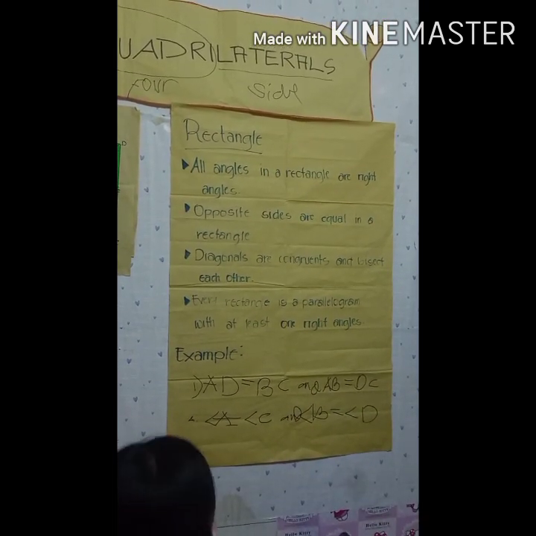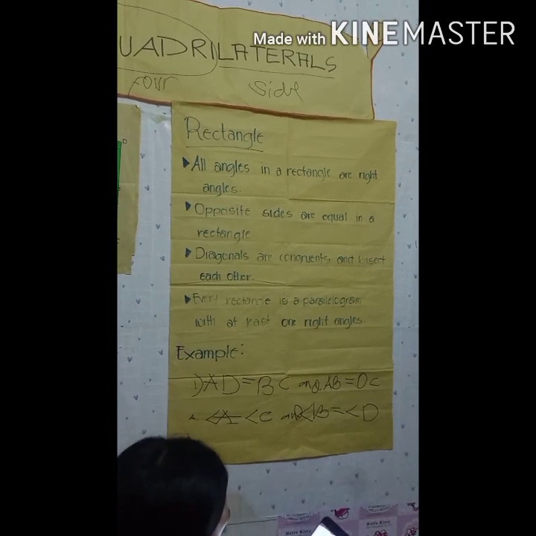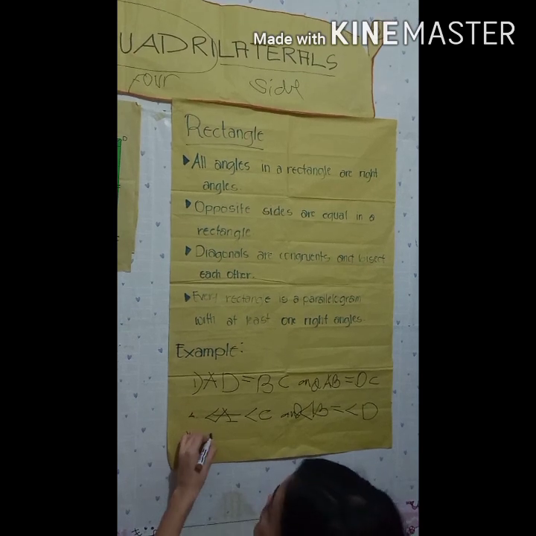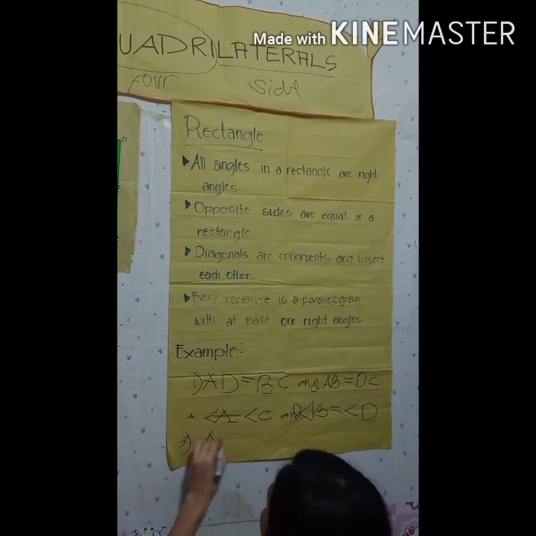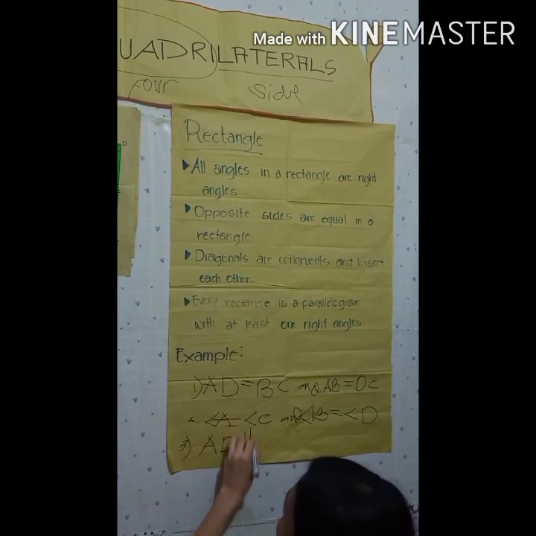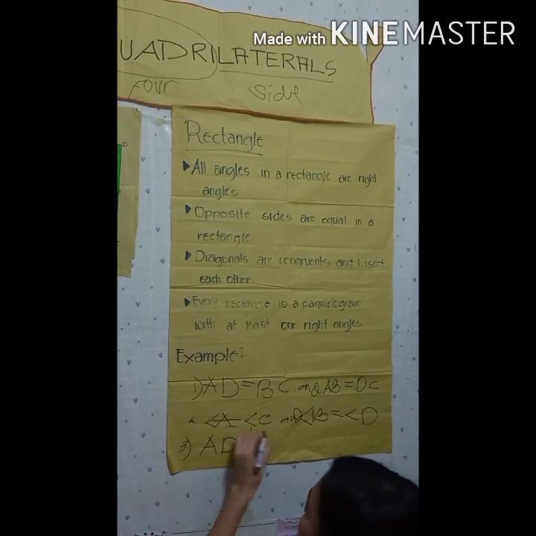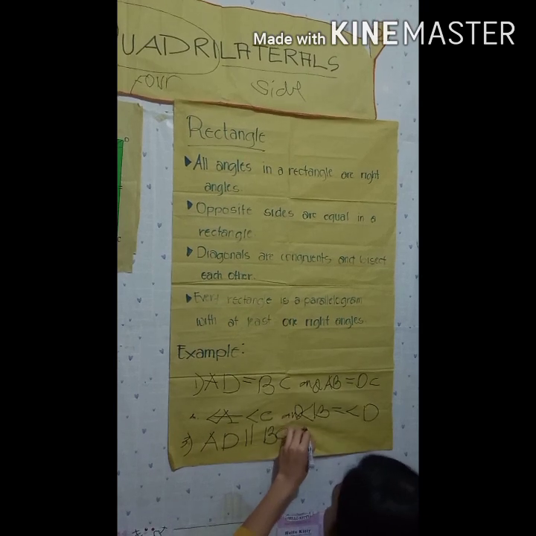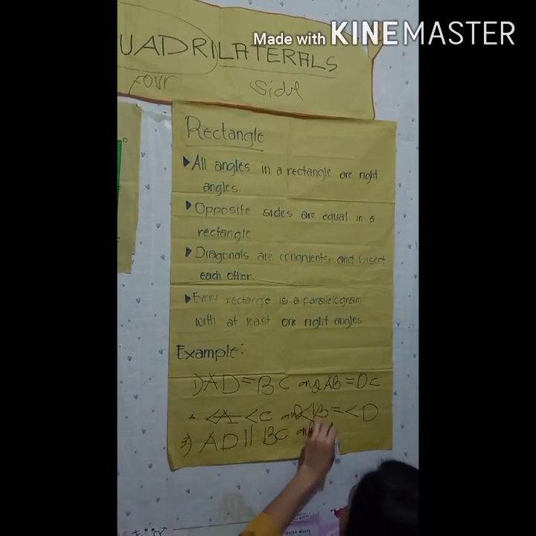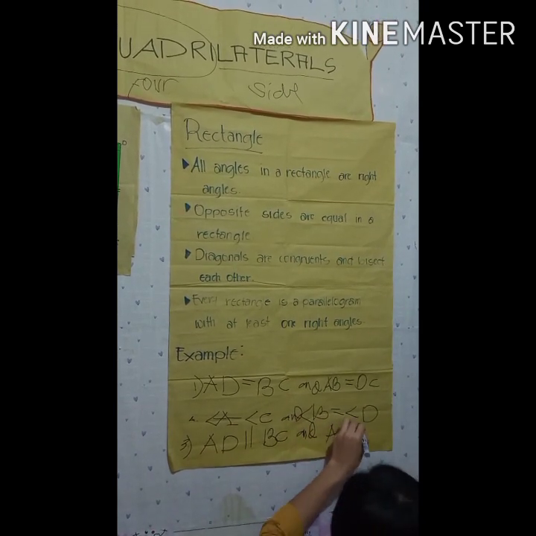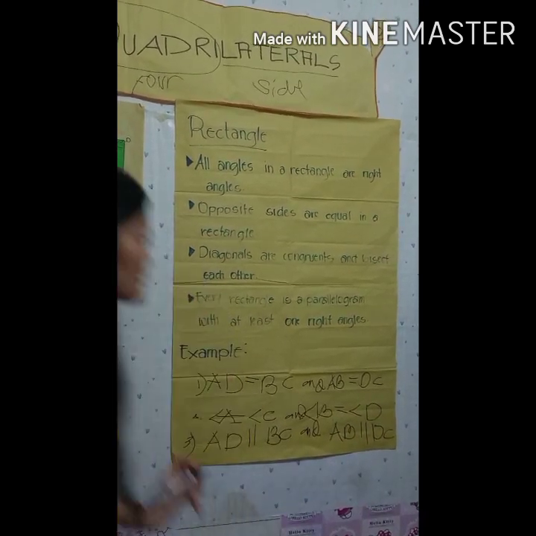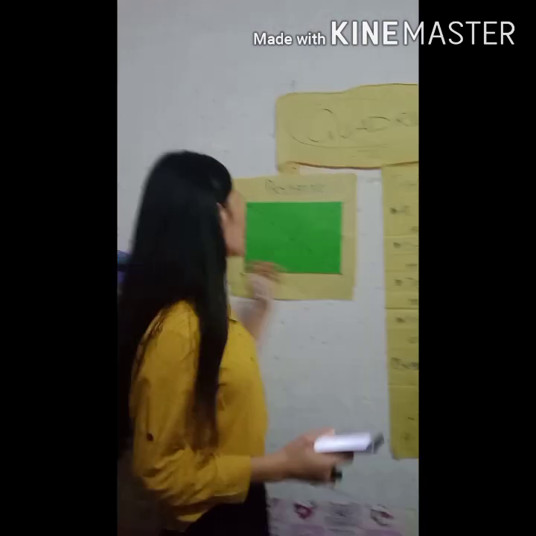Last example, opposite sides are parallel. So AD is parallel to BC, and AB is parallel to DC. That is all about a rectangle.